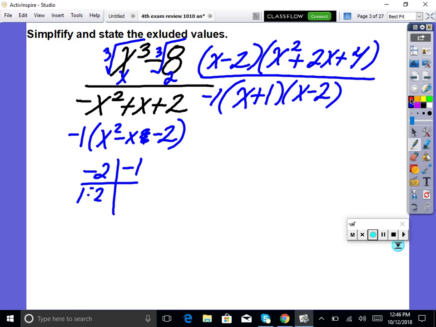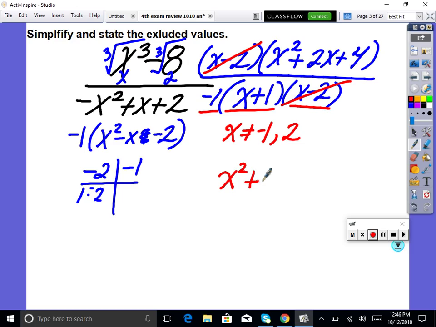Restrict first, then divide. There would be no restriction there. -1 is not 0. X cannot be -1 there because that would make that 0. And it cannot be 2 for that piece. And now we can divide out exact factors. So now we have on top an x squared plus 2x plus 4. And on bottom we have our -1. I'm just going to bring the negative out in front. And then we have our x plus 1.